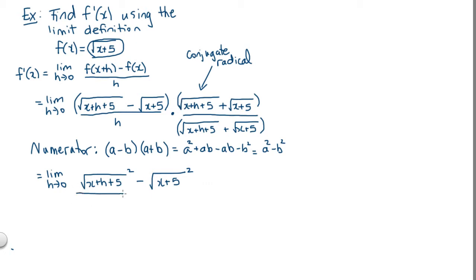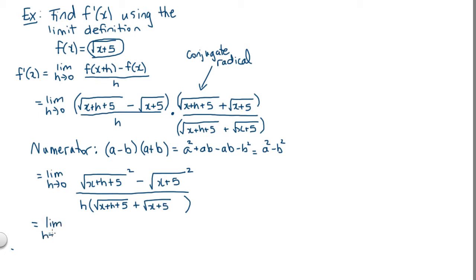Now in our denominator, we've got h times, and then we've got a copy of our conjugate radical. So times root x plus h plus 5, and then plus root x plus 5. All right, so looking good so far. We still have an h in the denominator, so we've still got a couple more steps to go to really get this simplified.